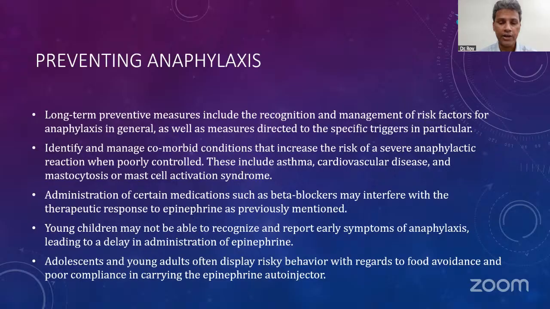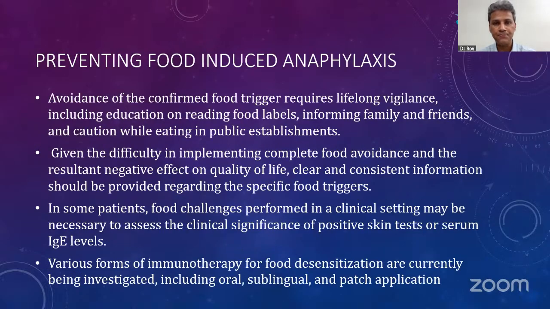And then, as I said, adolescents and young adults having risky behavior with regards to food avoidance, poor compliance. There's a lot of bullying. There are other things that go on, and that becomes very, very important to also address. Reading labels, learning to avoid the food triggers till a more definitive treatment is available. Caution about eating in public places, difficulty with regards to a lot of food labeling issues, which is decently good abroad, challenging here, getting better with time.